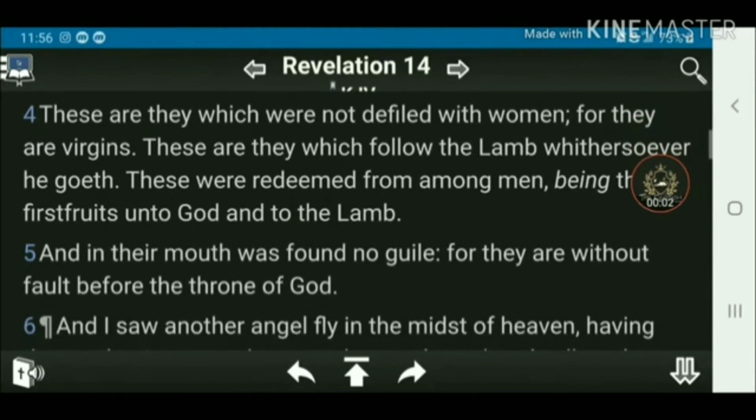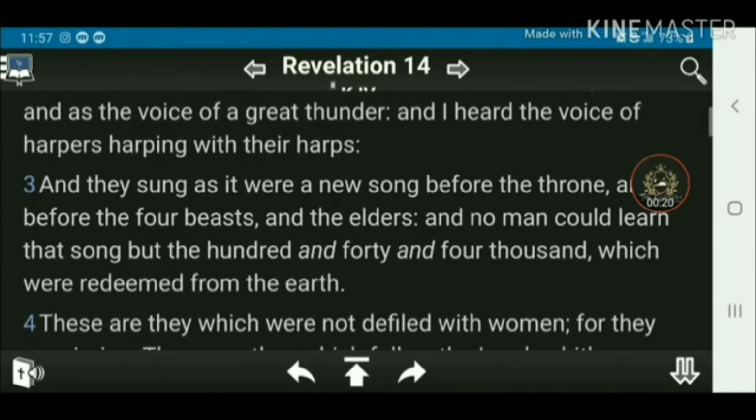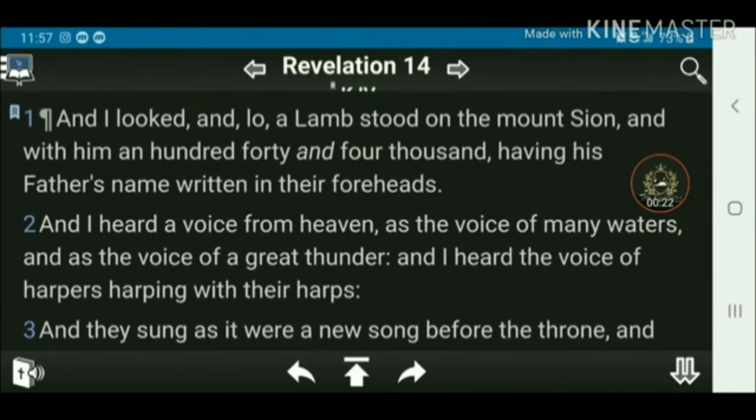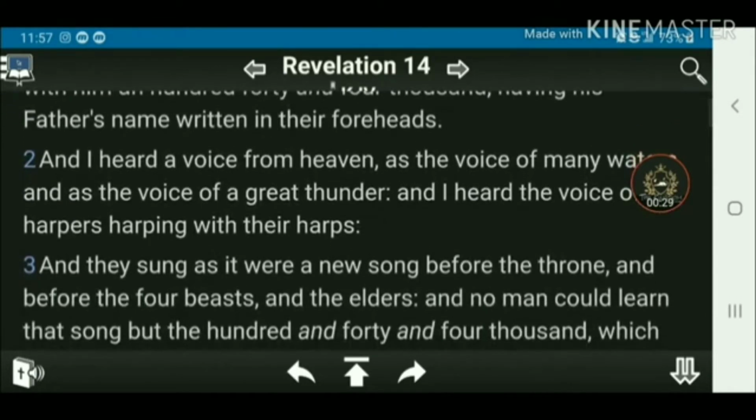Verse 5. In their mouth was found no guile, for they were without fault before the throne of the Most High God. Now them being without fault is like that lamb without spot or blemish, right? And there was no guile, no spot. Now you notice up here it said that they had a mark in their foreheads, right? Their father's name was written on their foreheads.